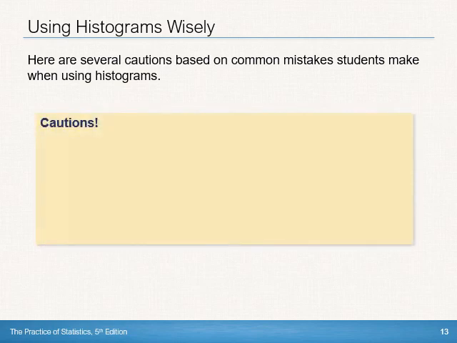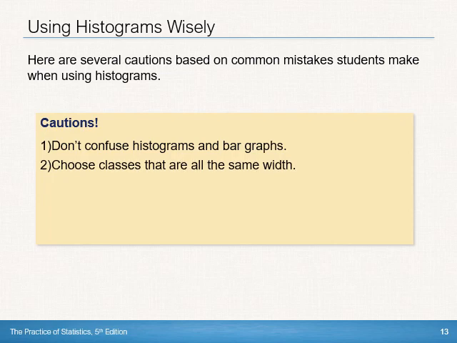All right, so some things to be careful about, some common mistakes that people make with histograms. First of all, don't confuse histograms with bar graphs. Histograms are used for quantitative, numerical data. Bar graphs are used for categorical data. Classes should be of the same width. There are ways to get around that, but for us, we're keeping it simple. Class width should be the same, period.